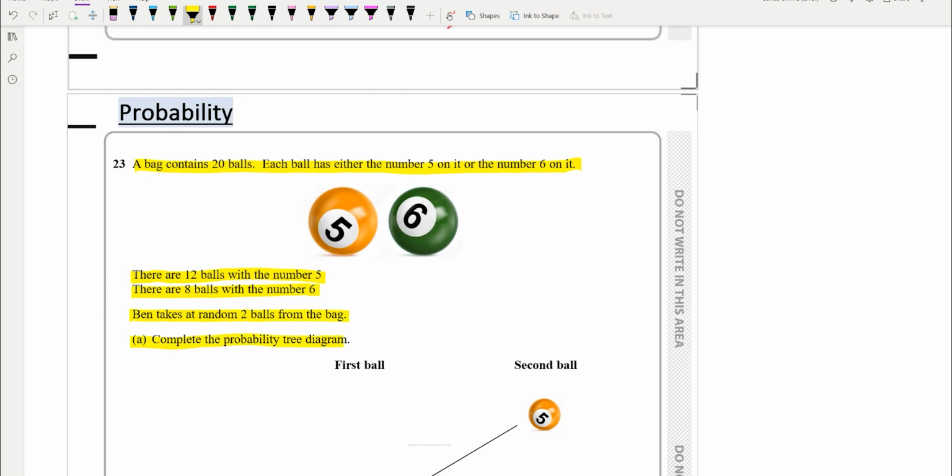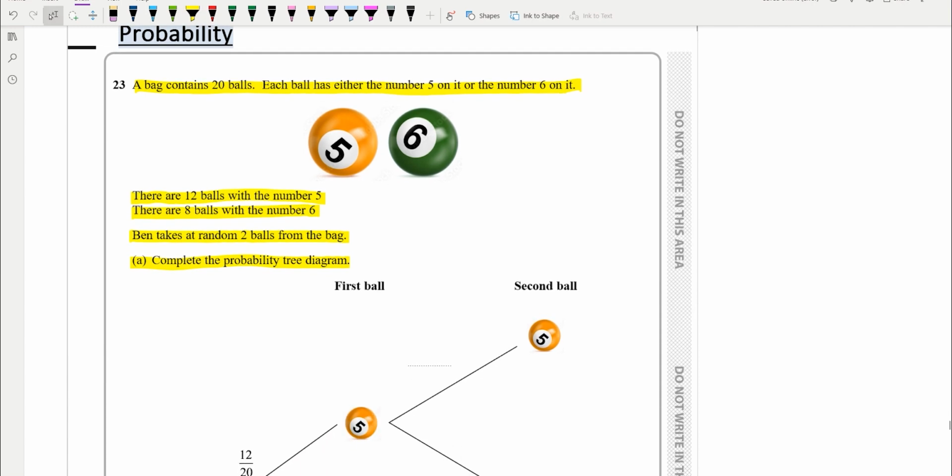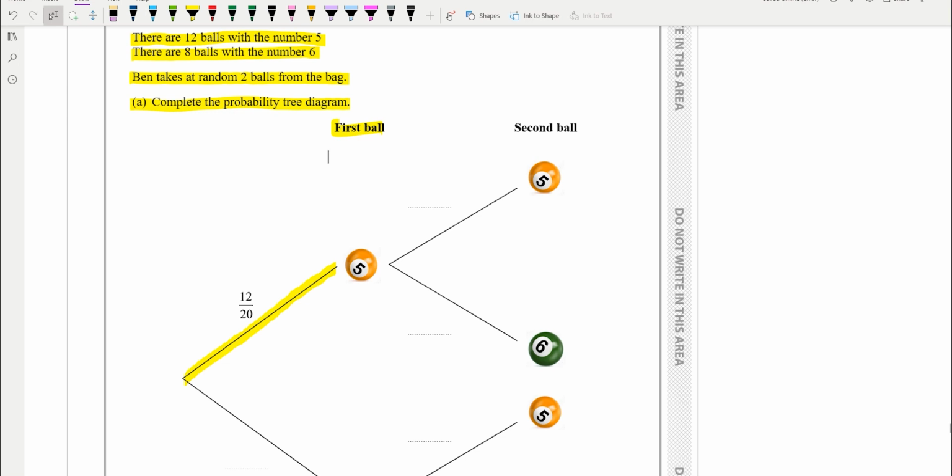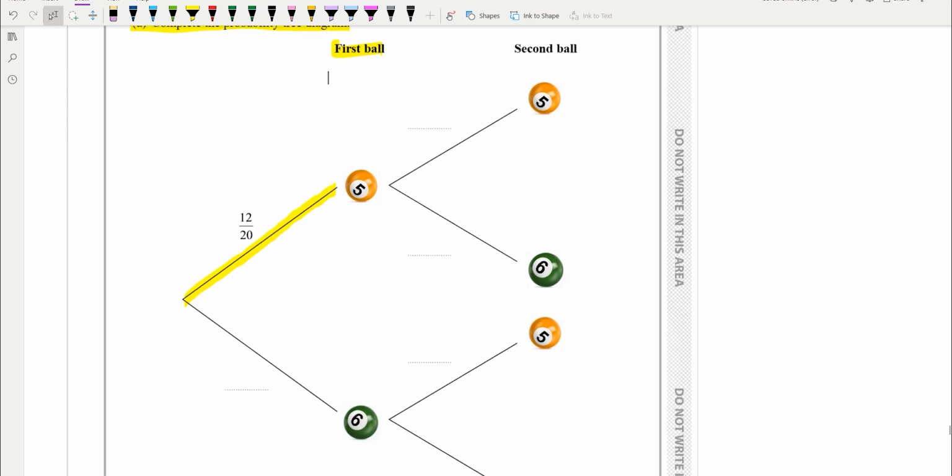Complete the probability tree. So in this question they have provided the probability tree, but in most questions the student has to draw the probability tree. So you should be able to draw a probability tree, and this one they have given. The first draw will be 12 out of 20 for 5, and for the remaining 6 we will be drawing this branch.